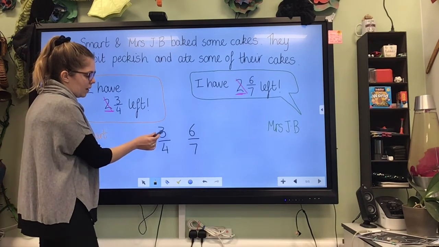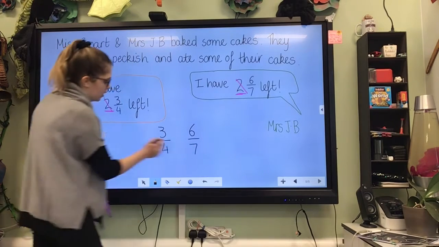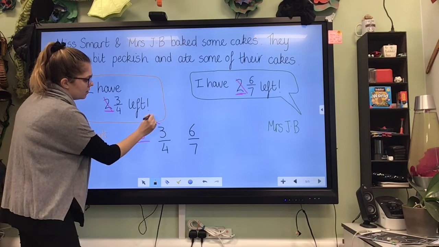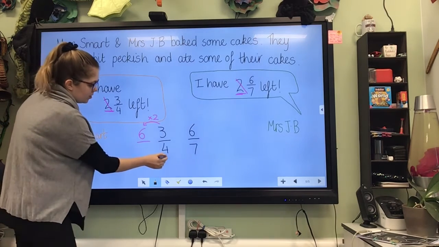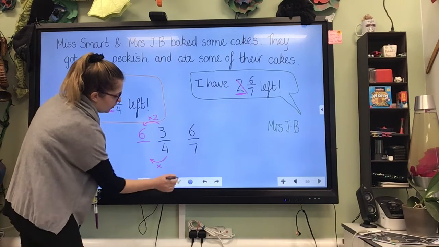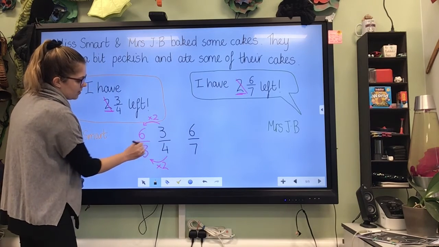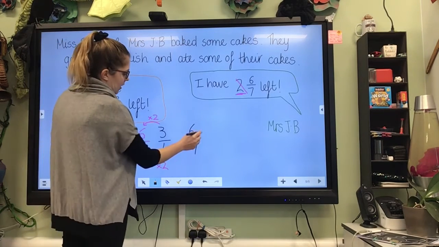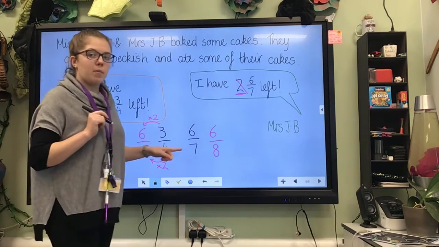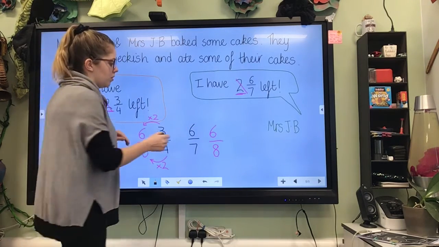I can see that I could make 3/4 and I could make my numerator a 6 for this one. So 3 times what is 6? And that's nice and easy, it's 2. We need to do the same to the bottom, and 4 times 2 will give us 8. We're now comparing 6/7 with 6/8.